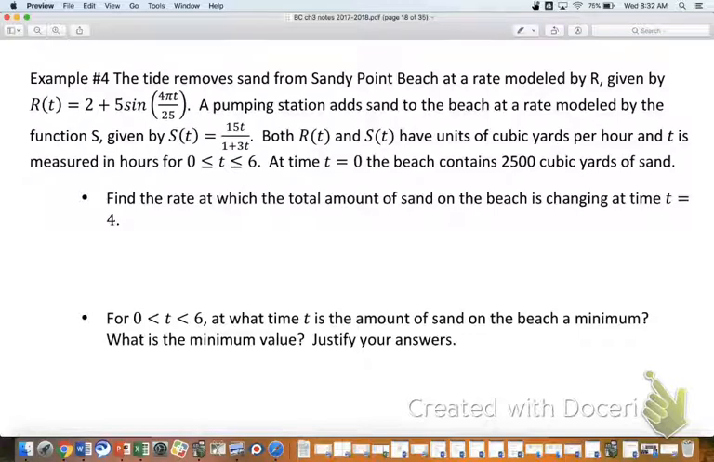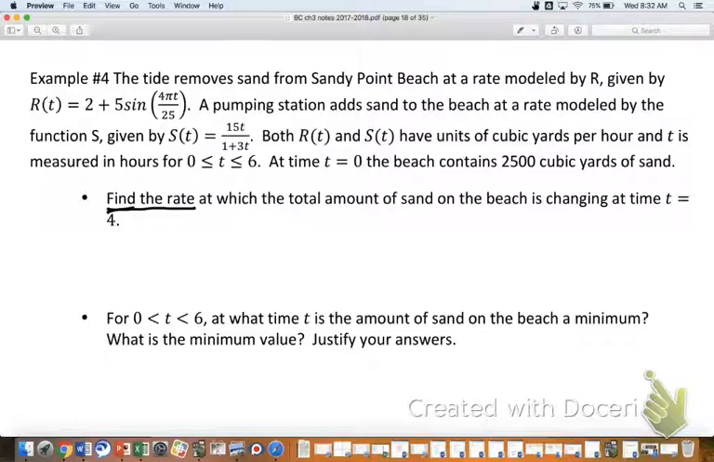So you got S of t right there. Both R and S are cubic yards per hour. T is on the interval from 0 to 6. At time t equals 0, the beach contains 2,500 cubic yards of sand. So I think that the first bullet point is a pretty nice one to finish on. It says, find the rate at which the total amount of sand on the beach is changing when t equals 4.